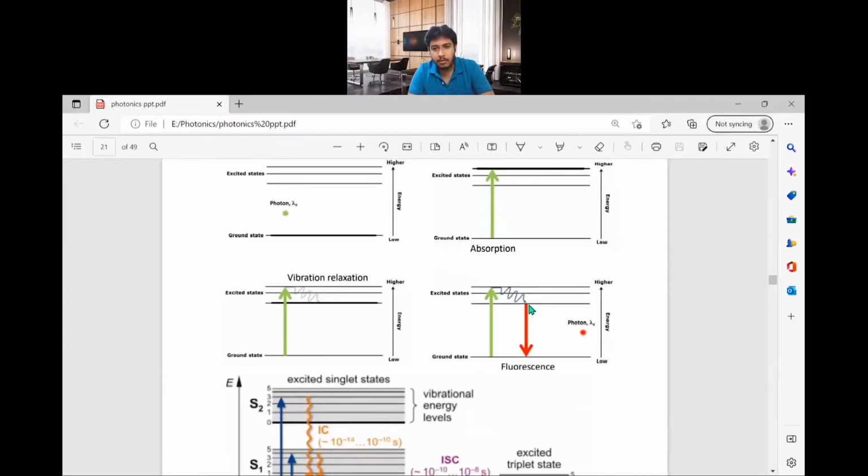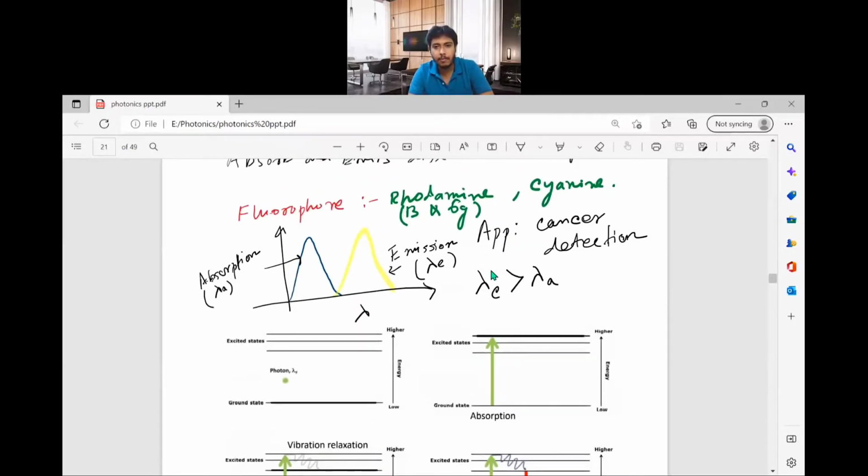Now it comes to the lower energy state, so the energy difference is low, so your lambda will be more. So generally the fluorescence-generated light, or emitted light, has a longer wavelength than the incident waveform.